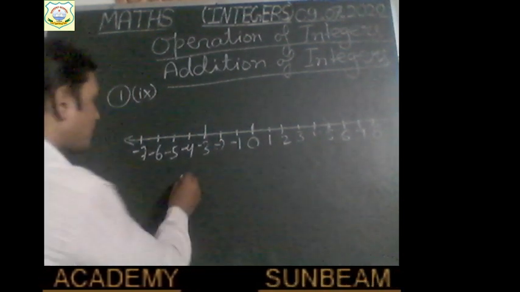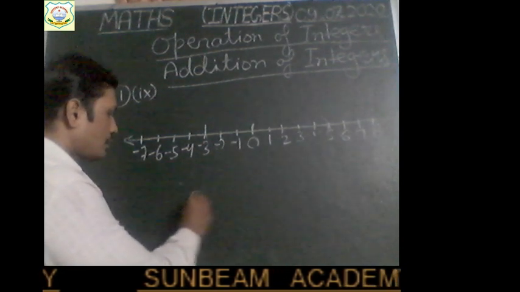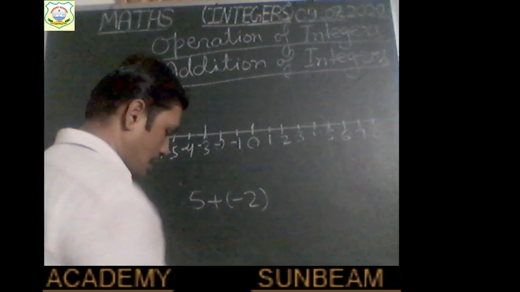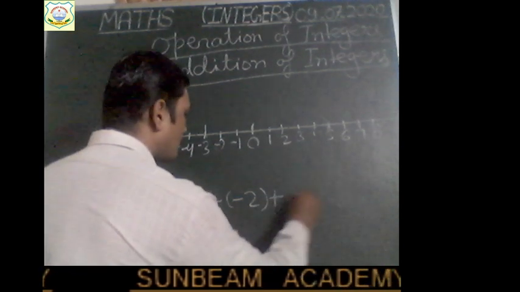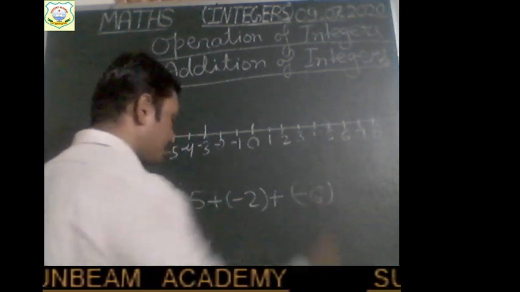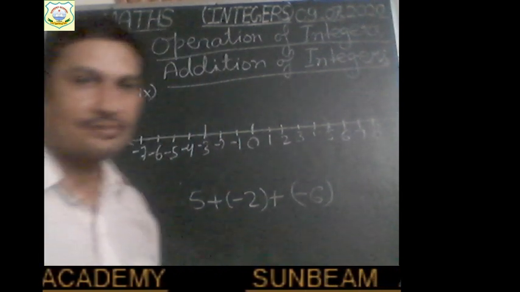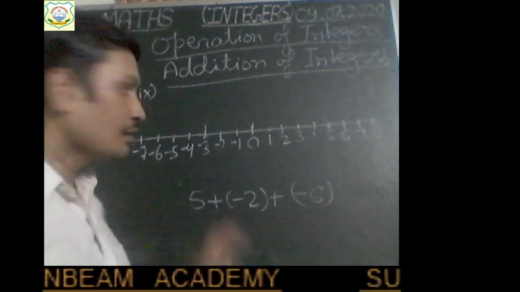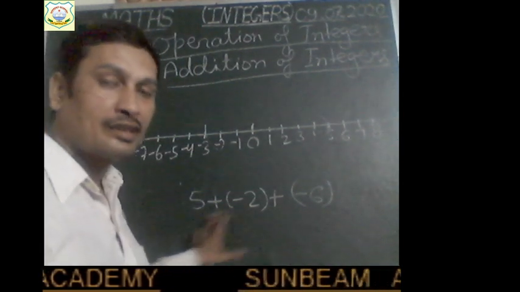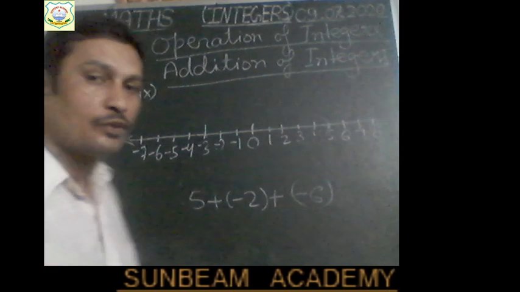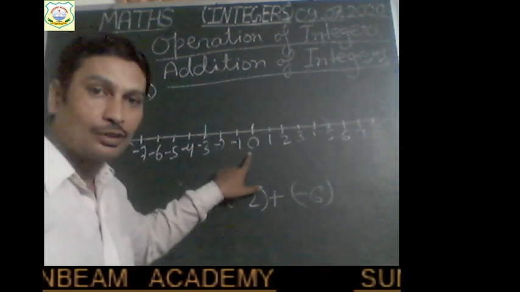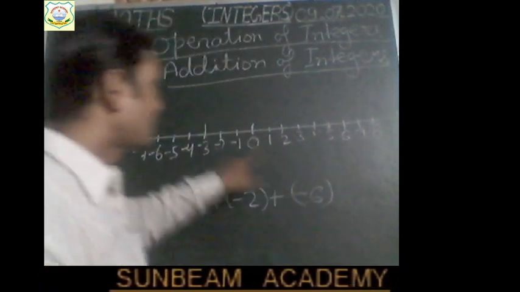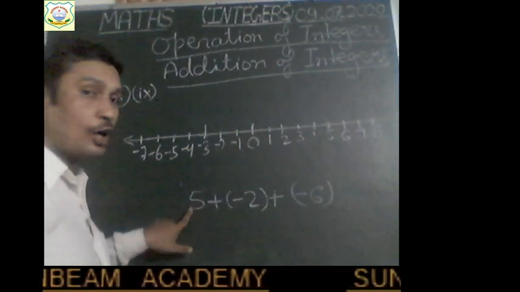So it is first question, ninth part. The numbers are 5 plus -2 and plus -6. Okay, children? 5 plus -2 and -6. Here is one positive integer and there are two negative integers. So first step we will start from 0, right? Always we have to start from 0 only. Don't forget.